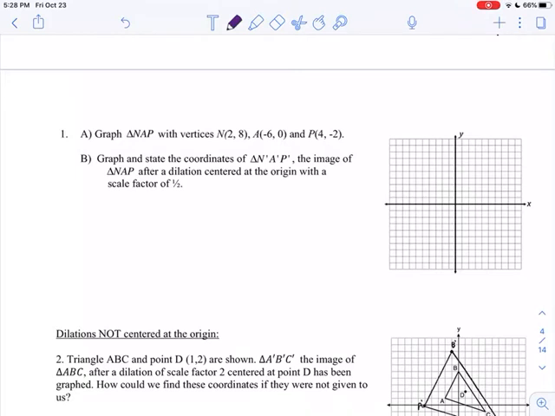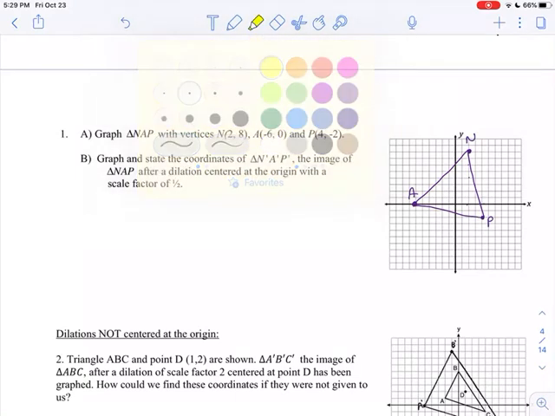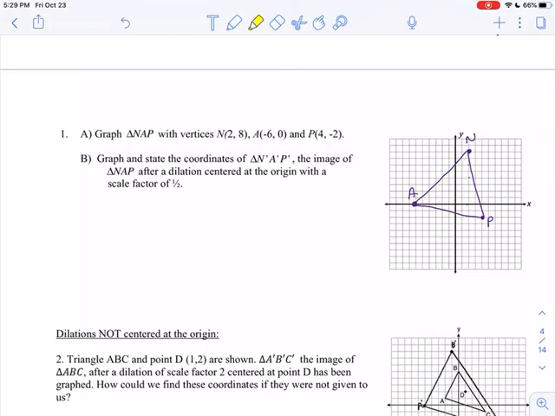All right, let's try one together where we have to actually do it. So I'm going to graph triangle NAP with vertices. N is (2, 8). 1, 2, 3, 4, 5, 6, 7, 8. There we go. So that's N. A is (-6, 0). 1, 2, 3, 4, 5, 6. And P is (4, -2). So this is NAP. And I connect them.